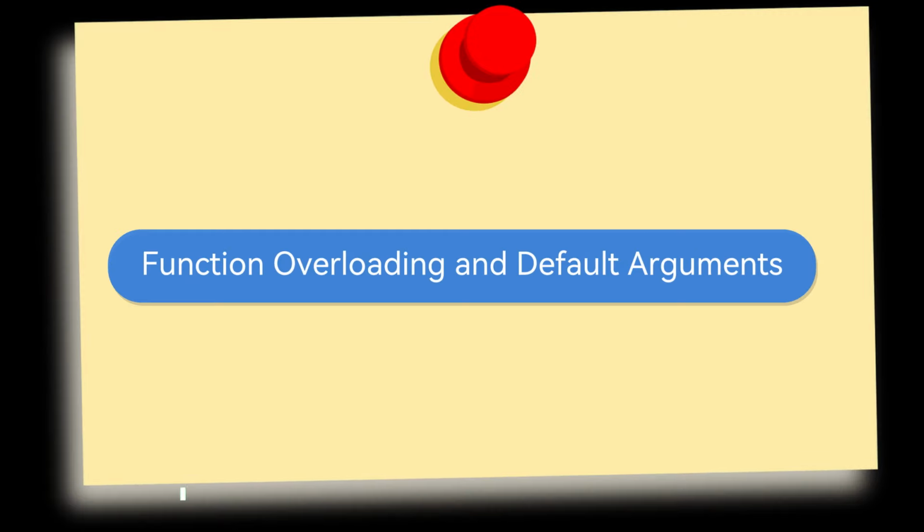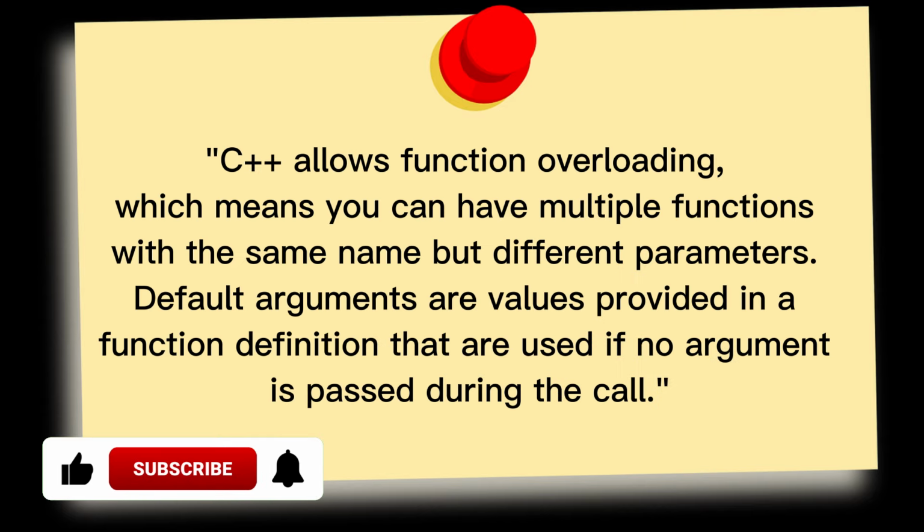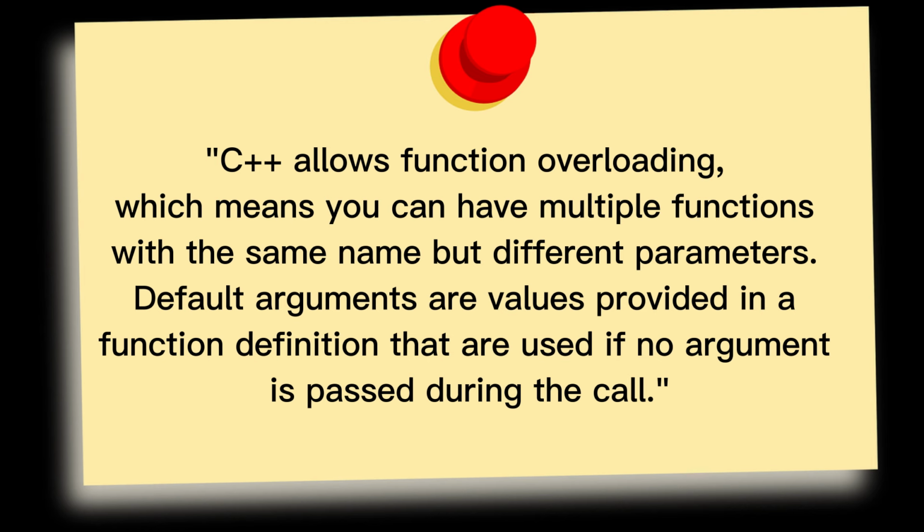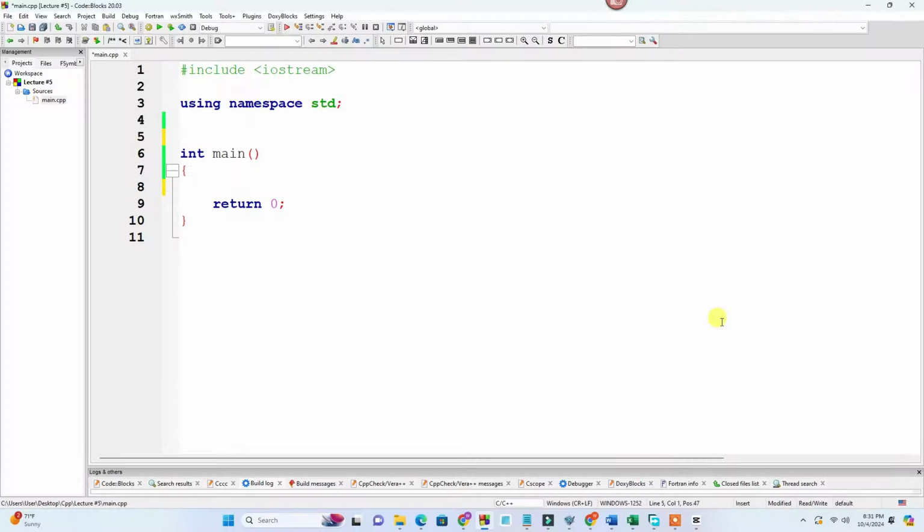Function overloading and default arguments. C++ allows function overloading, which means you can have multiple functions with the same name but different parameters. Default arguments are values provided in a function definition that are used if no argument is passed during the call.